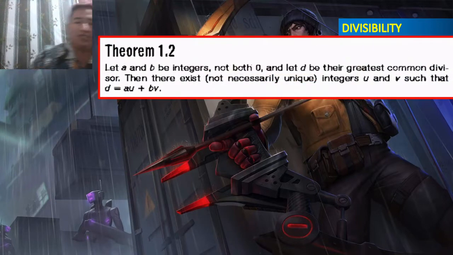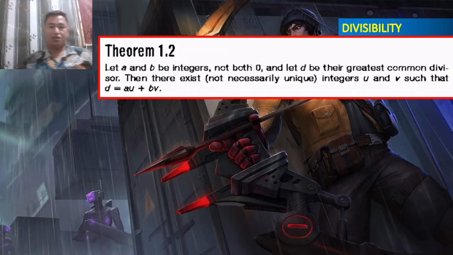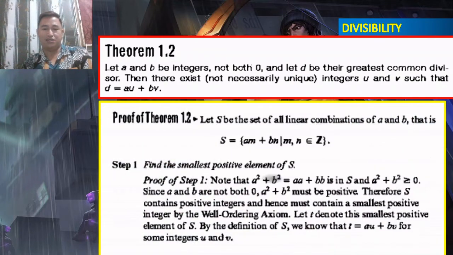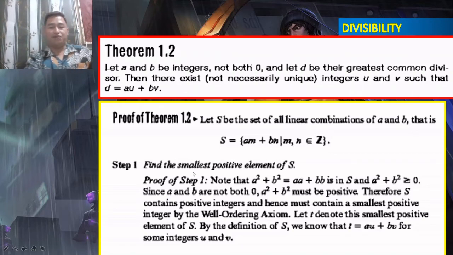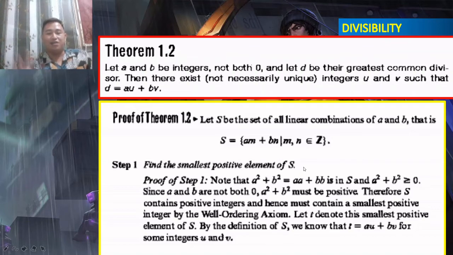So, Theorem 1.2. Okay, ito lang ibalik class ha. Ito na siya ni prove. Okay. So, proof of Theorem 1.2. Let S be the set of all linear combinations of A and B. That is, S is equal to the set of AM plus BN such that M and N are elements of Z, or M and N are any integers. Okay. So, step 1. Find the smallest positive element of S.